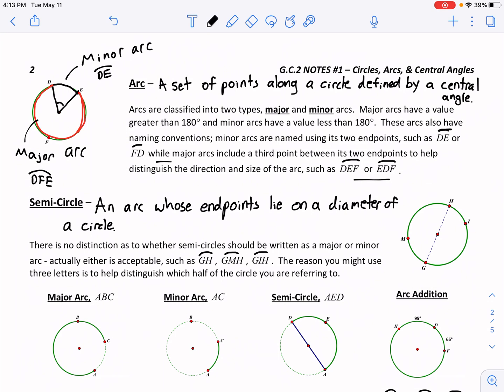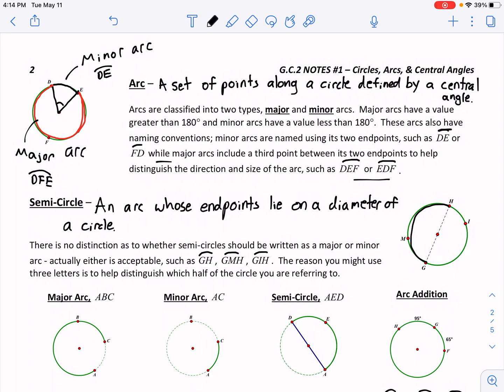Then a semicircle, which we talked about before, is an arc whose endpoints lie on the diameter of the circle. For instance, looking at the figure over here, the arc HMG would be an arc, but it's also forming our semicircle. And then of course we could go the other direction and say HIG would be another semicircle, but it also represents our arc.